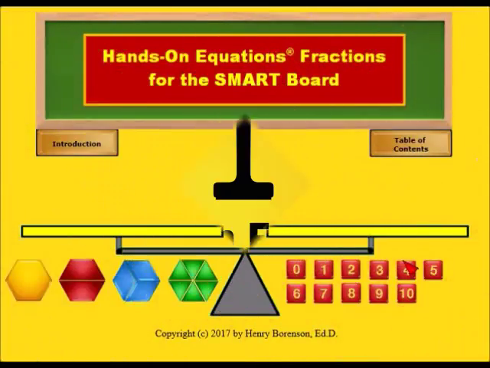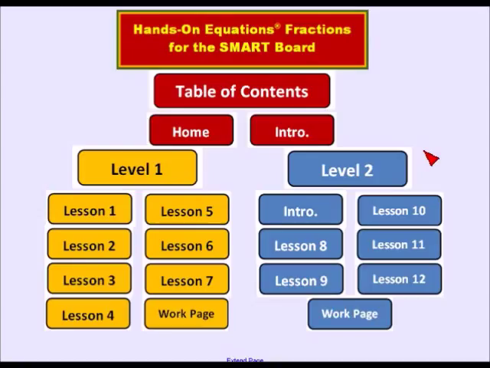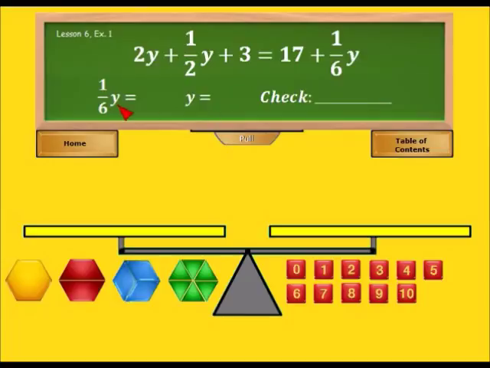This is an overview of the application Hands-On Equations Fractions for the smartboard. These are the icons we will be using to solve the equations. Let's go to the table of contents and let's go to level 1, lesson number 6, and let's see how we might solve this equation.